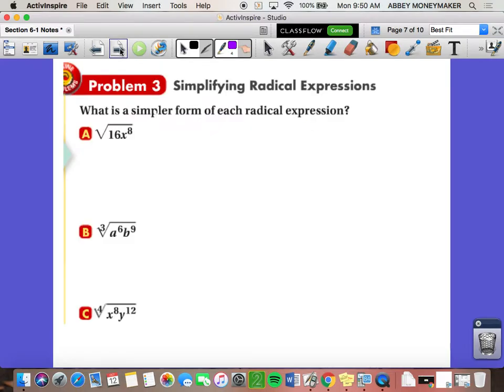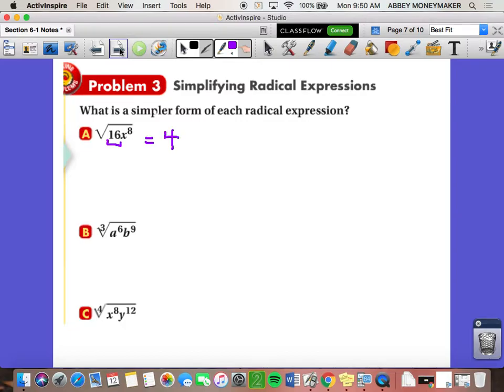All right, let's step this up and make it a little bit harder because now we're going to throw in some variables. And this isn't too terrible. Once you see the shortcut and you kind of get the hang of it, it'll become second nature. So here we go. On problem number 3, it says, what is a simpler form of each radical expression? Okay, I don't have to technically do the plus or minus here because now I have variables thrown in and I'm not solving. So from here, we would say, what is the square root of 16?